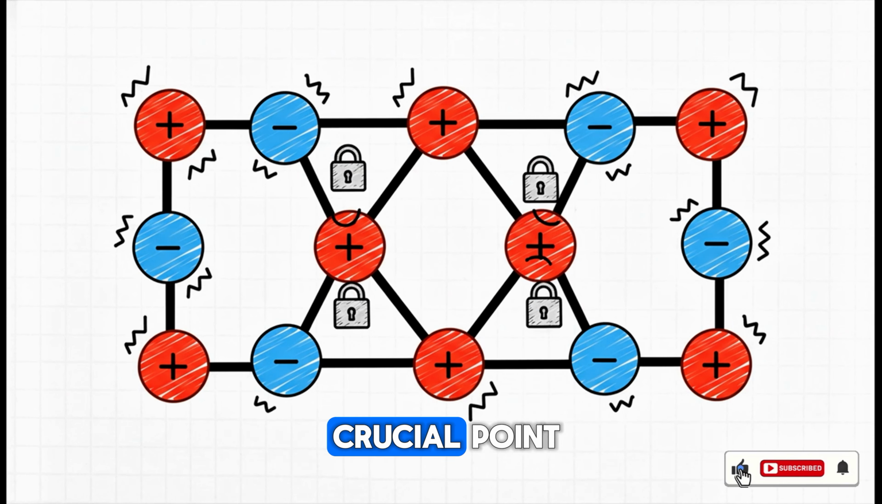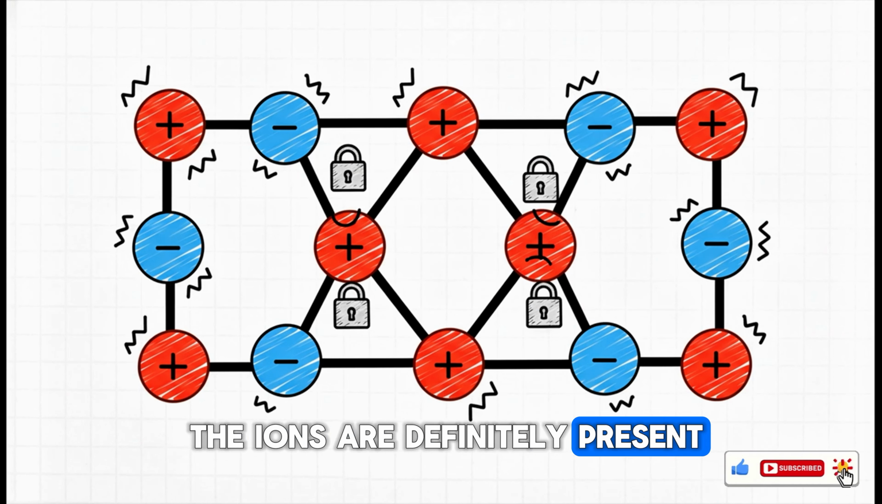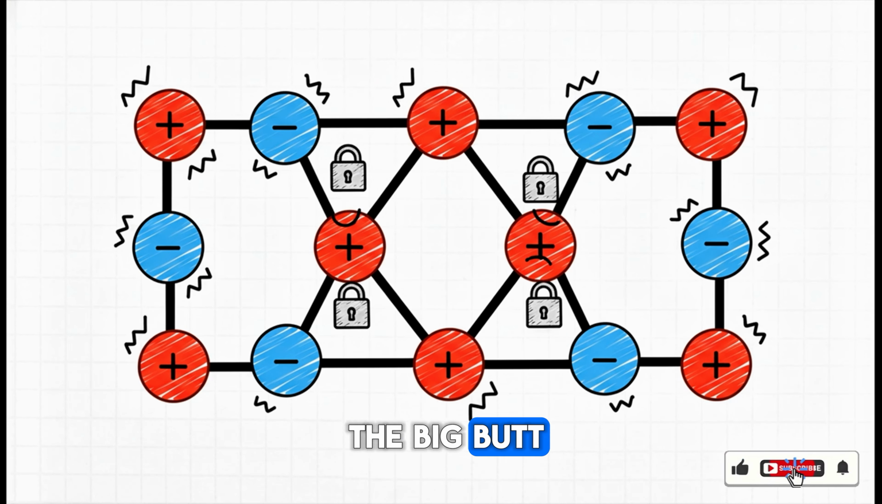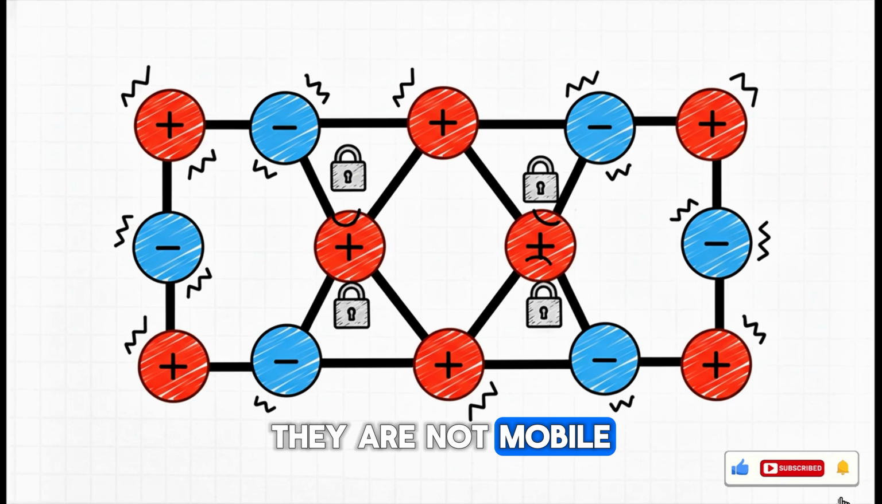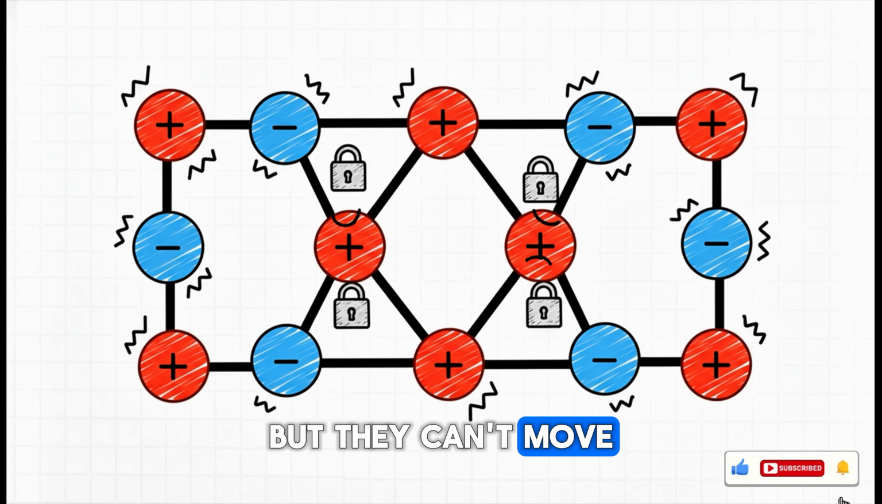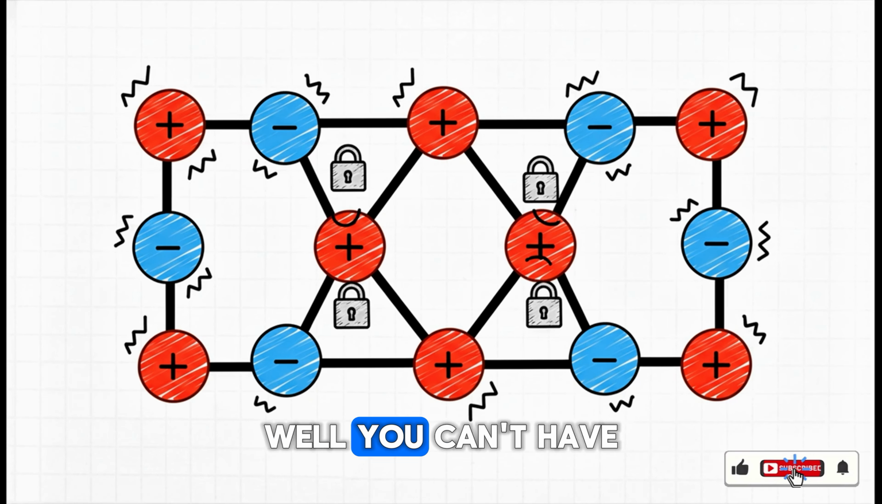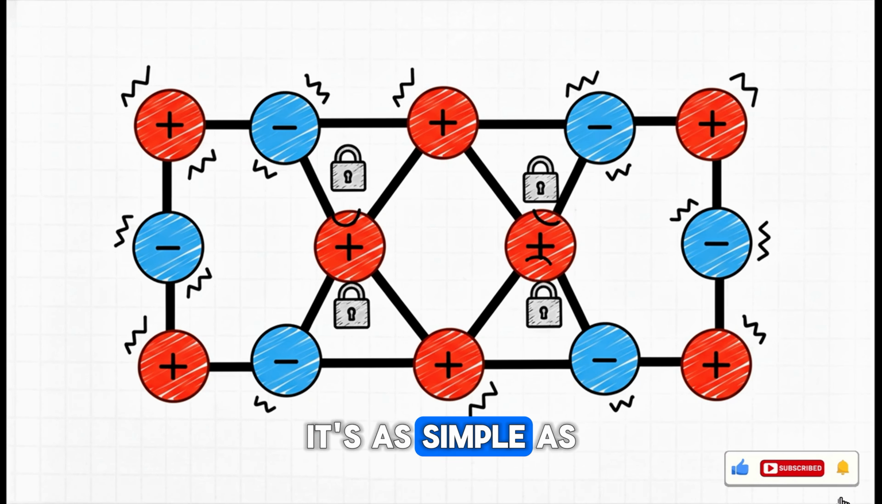So here's the most crucial point. In that solid crystal, the ions are definitely present. But, and this is the big but, they are not mobile. They are totally locked in place. Sure, they can vibrate a little bit, but they can't move from one place to another. And if your charge carriers can't move, well, you can't have an electric current. It's as simple as that.